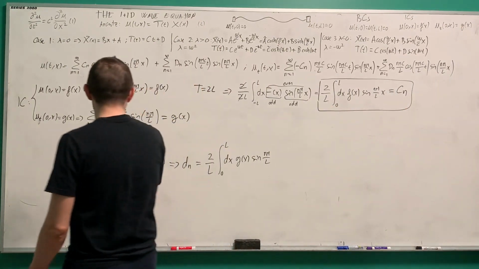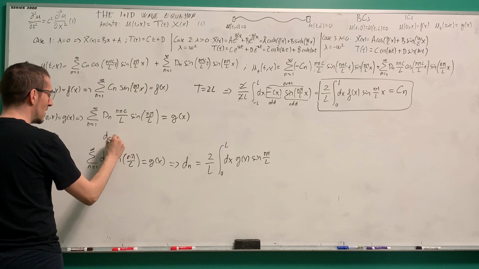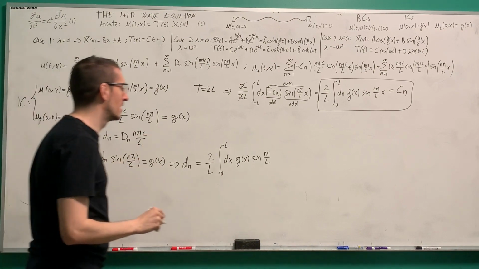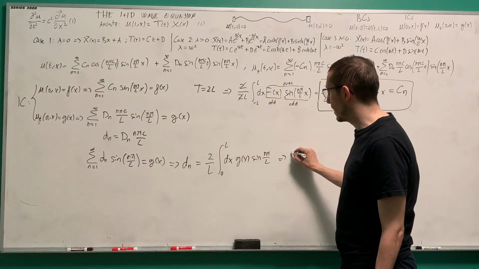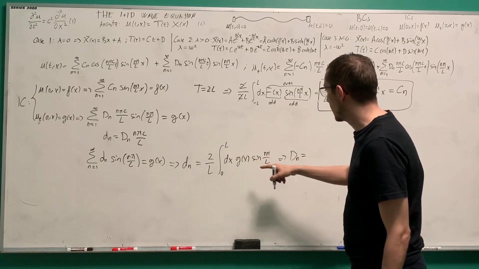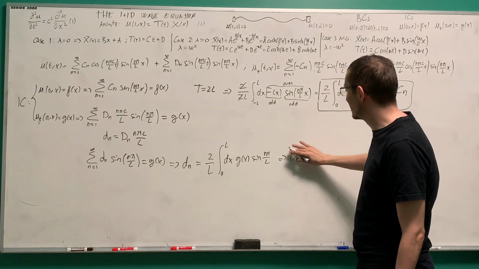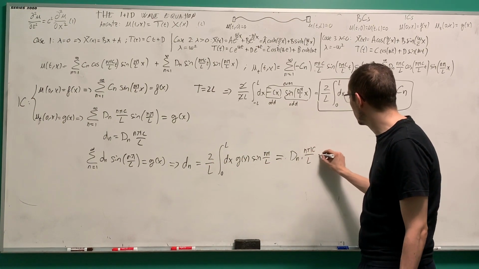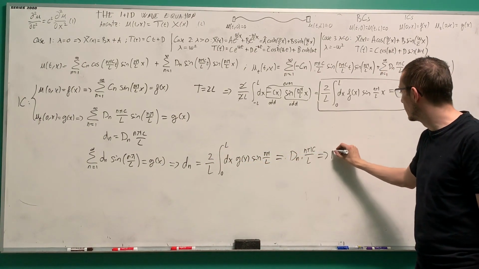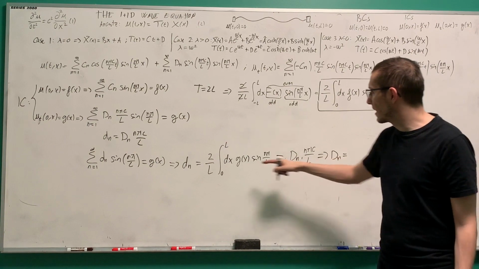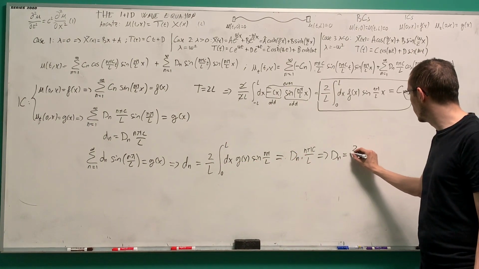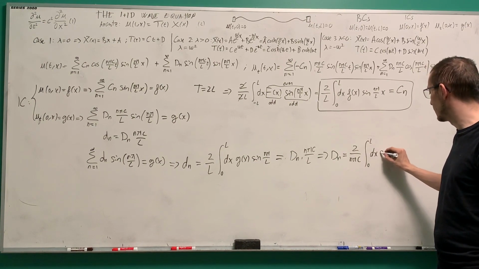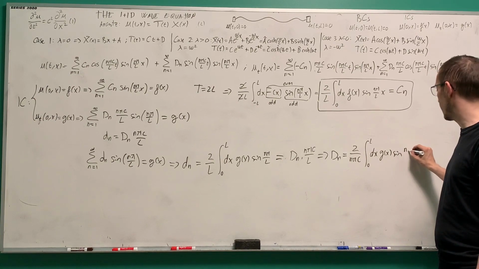Well, but that's easy, because to identify the two, we just realize that we can define small dn as capital Dn times n pi c over L, and then it looks like that. So one more step: small dn is equal to, substituting, capital Dn times n pi c divided by L. We can take this and put it on the other side and we get the Dn's. So Dn is equal to, the L cancels, I'm going to get 2 divided by n pi c, and then the integral 0 to L dx g of x sine of n pi x over L.